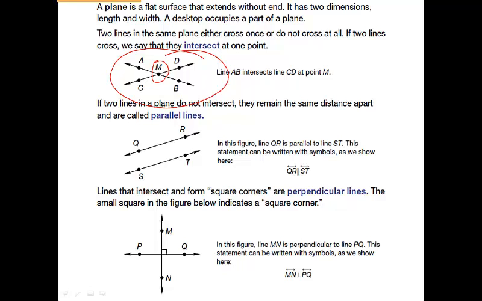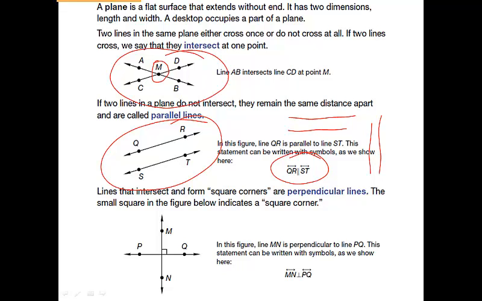And if two lines in a plane do not intersect, but yet they're going the same direction and they're the same distance apart, then they're called parallel lines. So QR and ST in this example here are parallel. They could go like that, be parallel like that, just so they're going the same direction and they're the same distance apart. And that's written with the parallel lines in between the two like that.